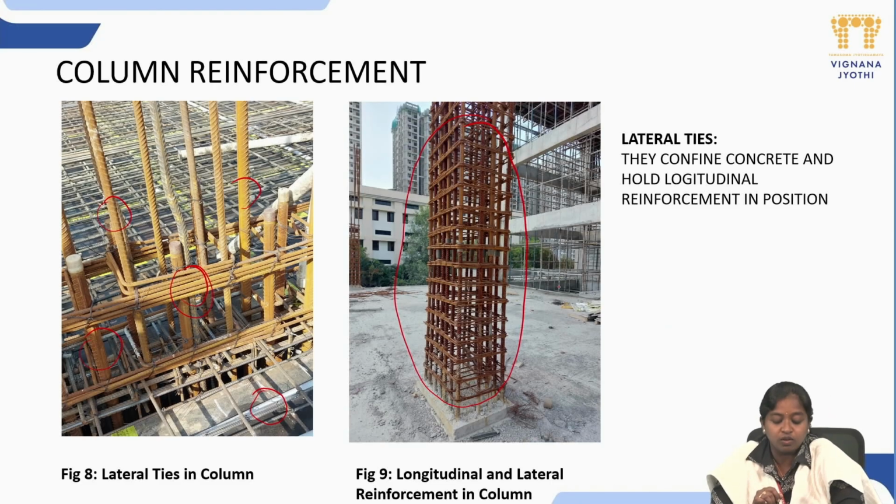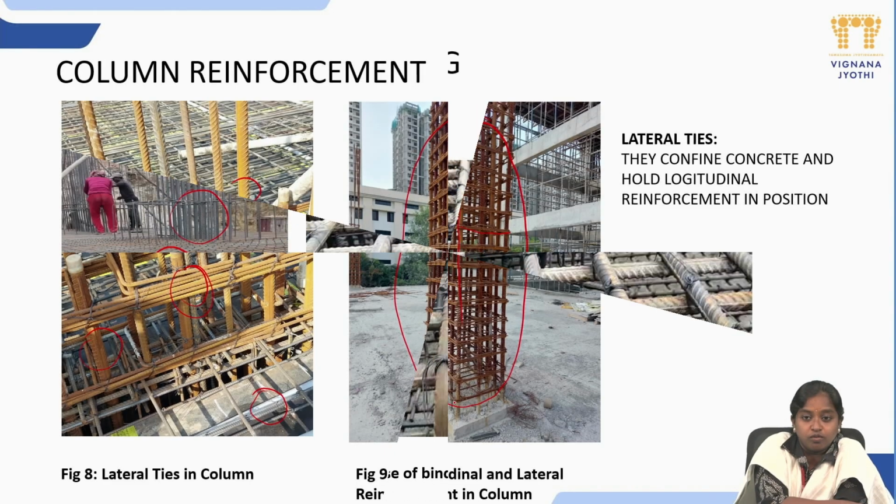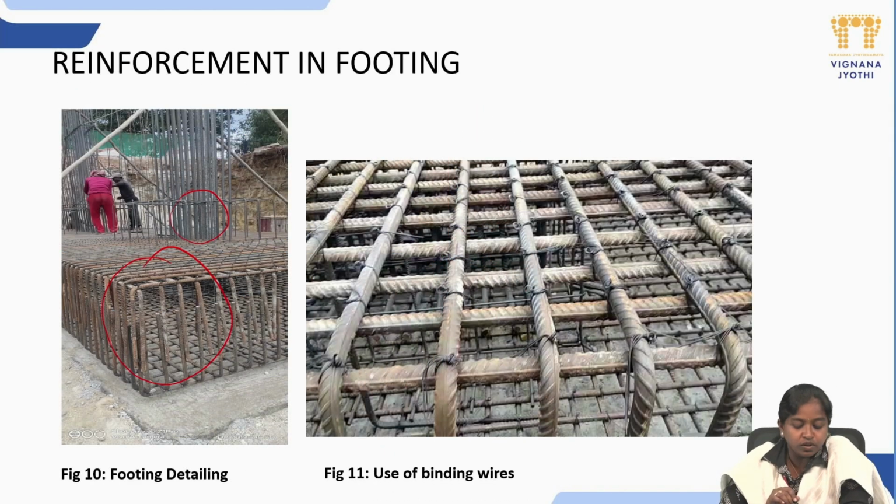And in particular, I would like to show you the column reinforcement. This is a longitudinal reinforcement in the column, and this will become the lateral reinforcement in the column. The one shown in the picture is a rectangular column which is in the second floor. And the next and most important one is the reinforcement in the footing.